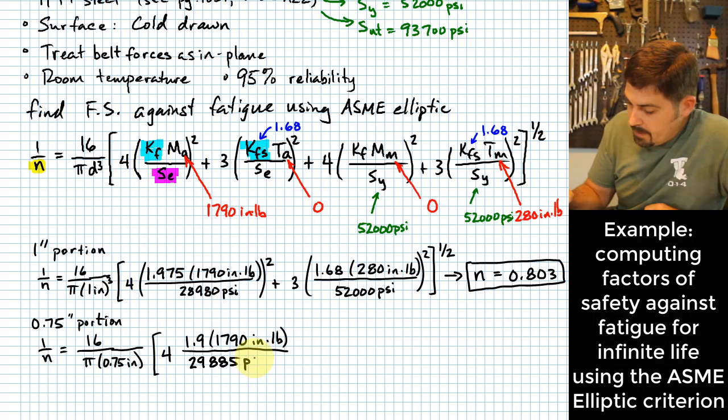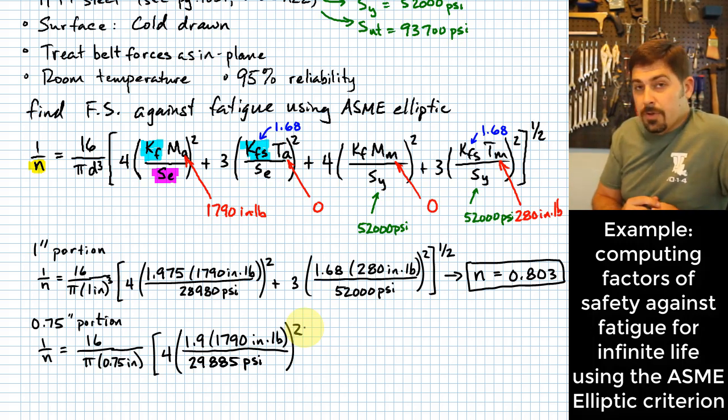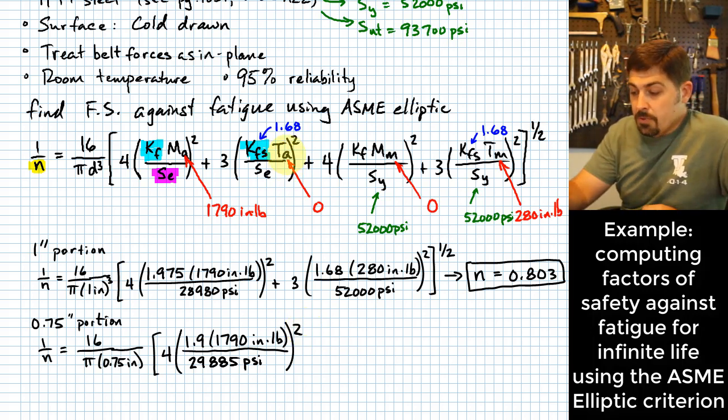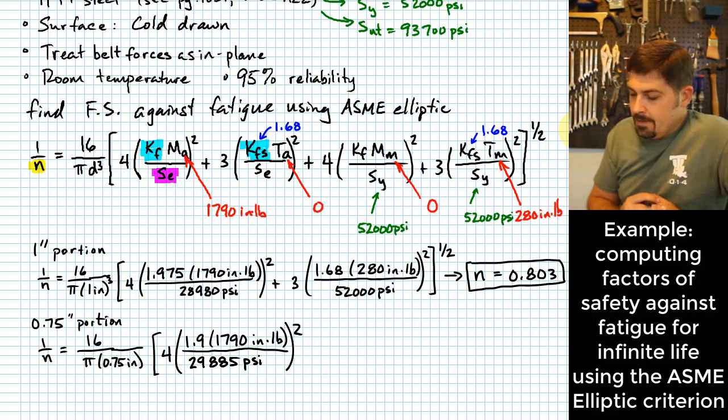29,885 PSI. And all of that would end up being squared. And then we have to look through for this other side. Do we have any other kinds of loads? We do not have an alternating torque, nor do we have a mid-range torque, because to the right of where that shaft component is, it's not carrying any torque anymore. These are lossless bearings, so there's no bearing torque. And so those terms aren't in there.